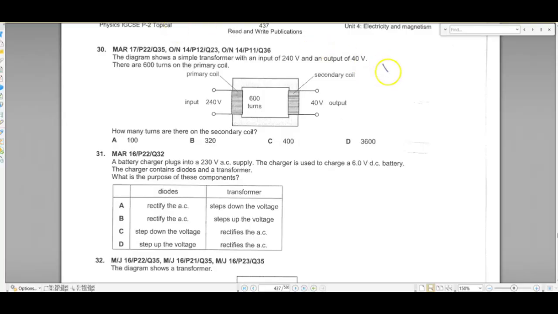So this can be found out by the simple formula of Vp over Vs equals Np over Ns. Vp is 240, Vs is 40, Np is 600, and Ns we have to find. So Ns comes out to be 100 turns. So A is the correct option.